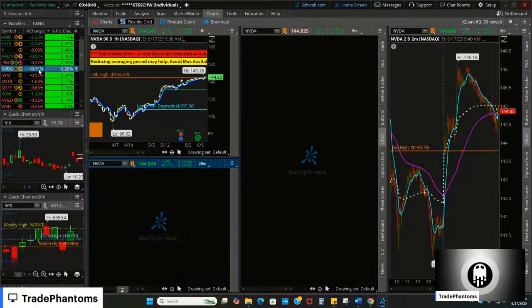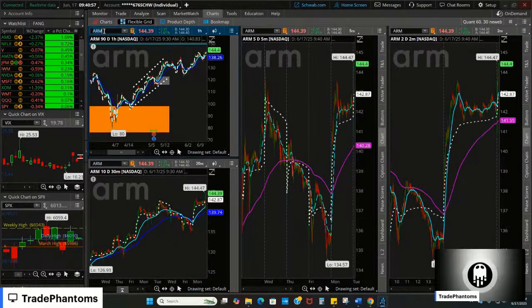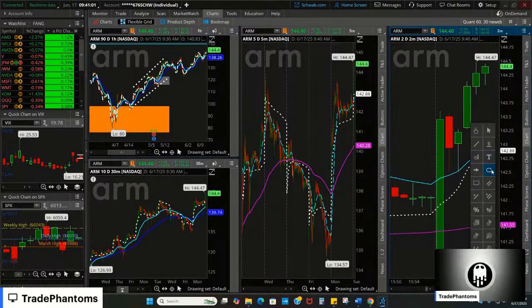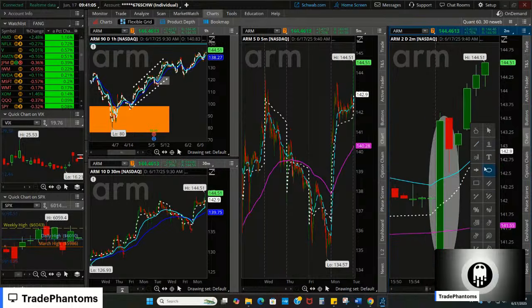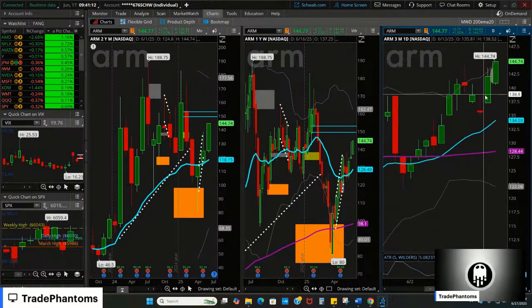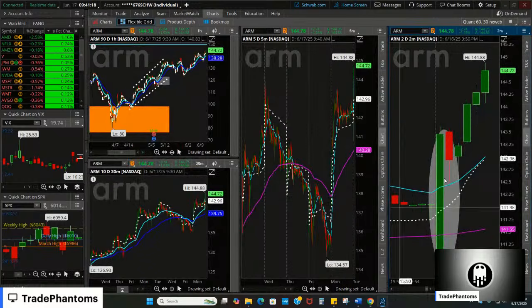Netflix pulled back. Yep, no problem, man. ARM. ARM putting it. Ooh, ARM's a good one here. Oh, wide range bar. Follow through. Everybody already in this one. Monthly, weekly, daily going good. Nice close yesterday. Positive CRG. Follow through today. Monthly, weekly, daily. That's it right there. Good job, folks.